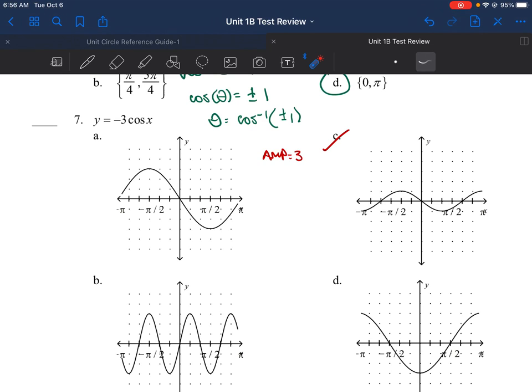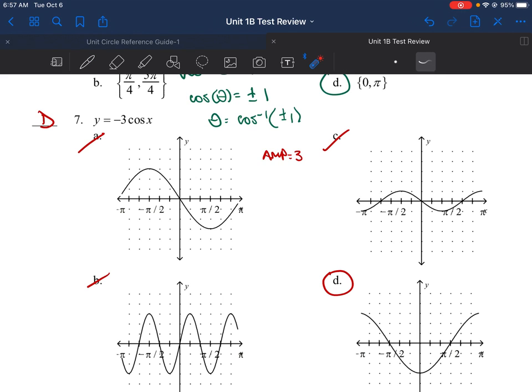Next thing we need to take a look at is the fact that this is a cosine function, and this cosine function has not been shifted left, right, up, or down. There's no phase shift, there's no horizontal shift, meaning that if you look at A and B, both A and B pass through the origin. Well, we know that cosine does not pass through the origin unless it's been shifted. Sine does. So because of where the graph is passing through, those could not be correct answer choices either. So by process of elimination, we actually have answer choice D.